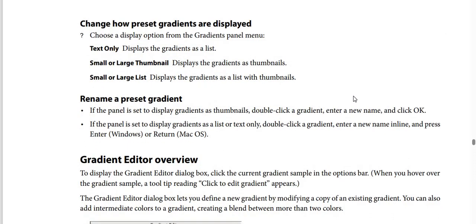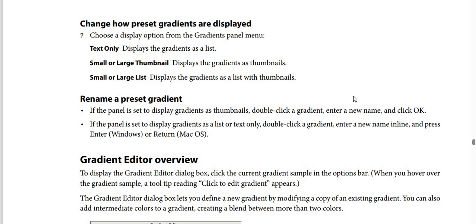How to change how preset gradients are displayed? You should choose a display option from the gradients panel menu. After that, we have options here. First option, text only. Text only means it displays the gradient as a list.